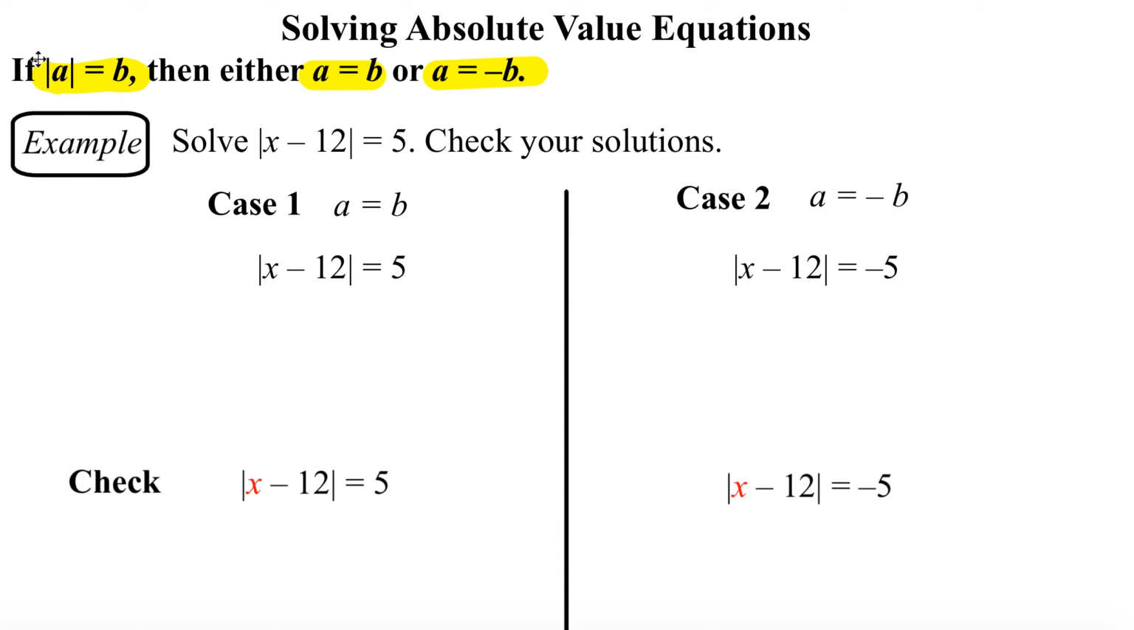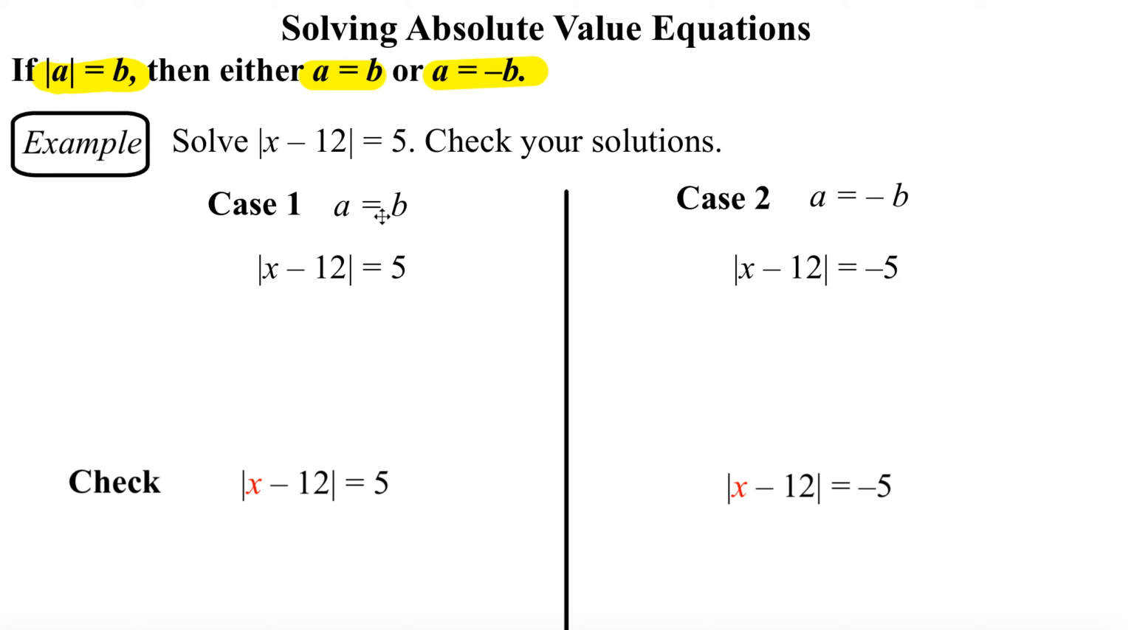Now the thing you need to notice is you have to isolate the absolute value first before you drop the absolute value symbol. Okay? So here's a simple example. It says solve this absolute value equation and check our solutions. We're always going to have two cases. So this is always when solving absolute value, because remember when we're solving absolute value, it's the distance on a number line. And the distance, you can always go to the left or to the right. That's why we have two cases.